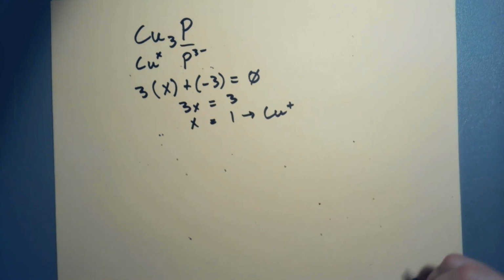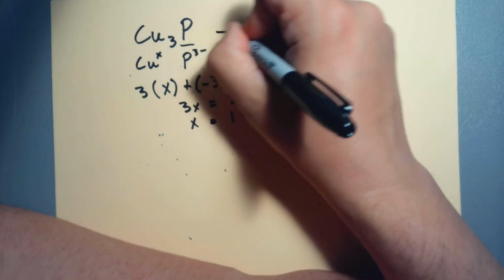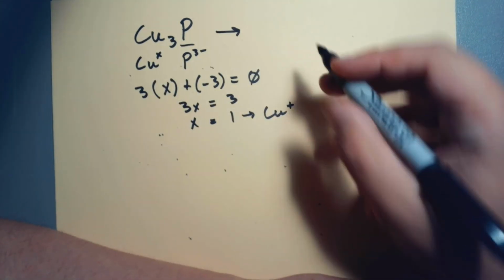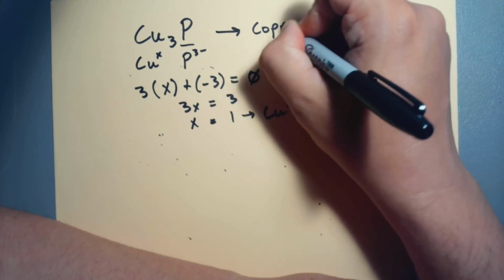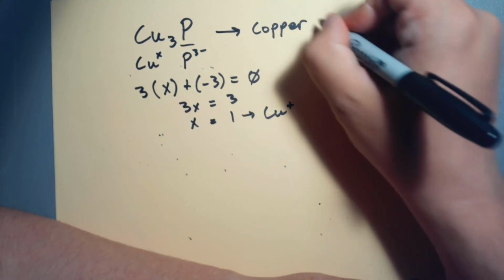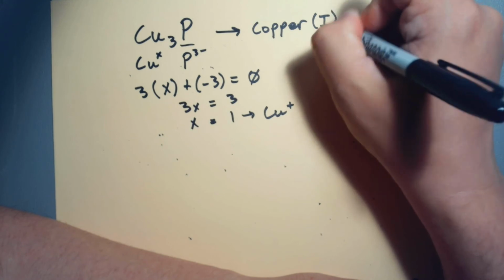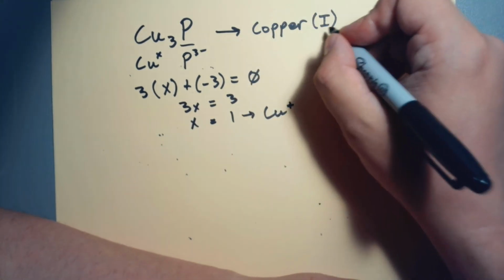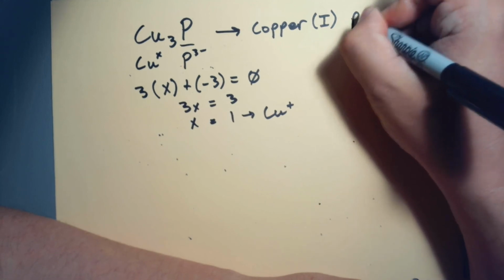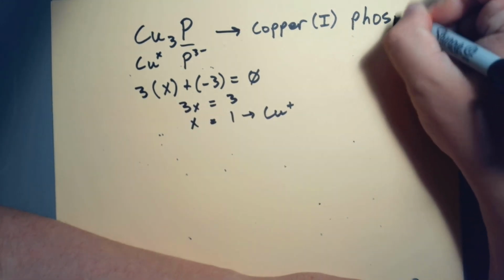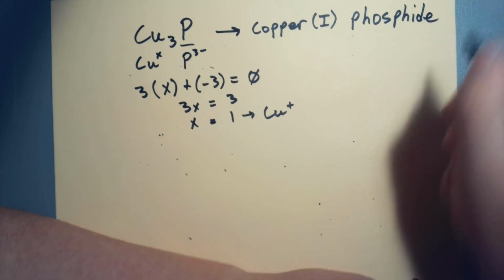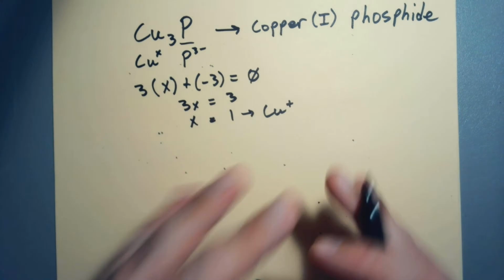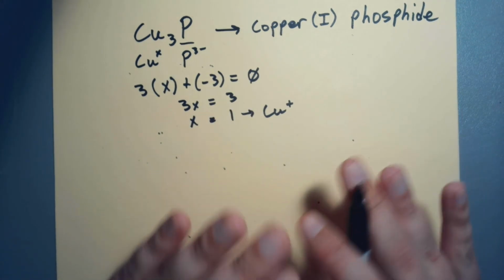We're not done. We've got to name it still, right? So what's the name of this? Well, the name of the cation. What's the name of this cation again? It's copper with a +1 charge, so we have to write the Roman numeral 1 because it's not silver, zinc, or aluminum. So we have to write the Roman numeral. And then phosphorus becomes phosphide. That's it. So going from formula to name is a little trickier, but you just hang in there.